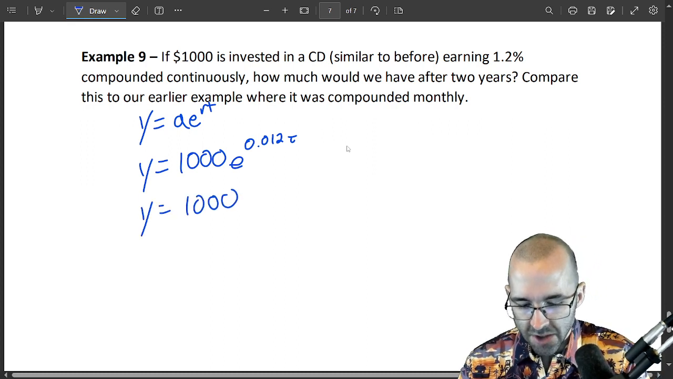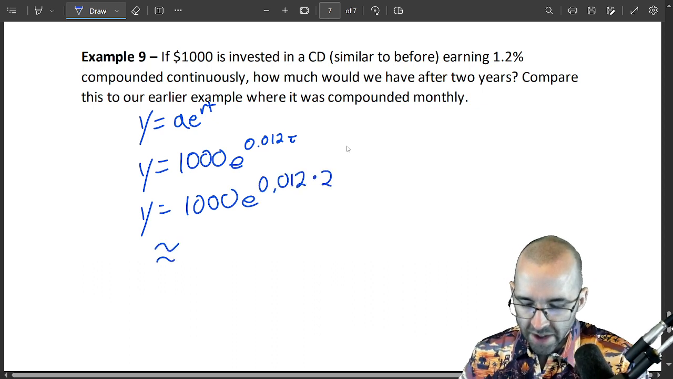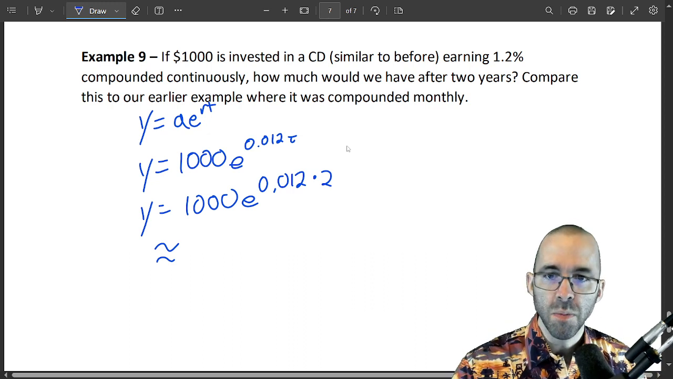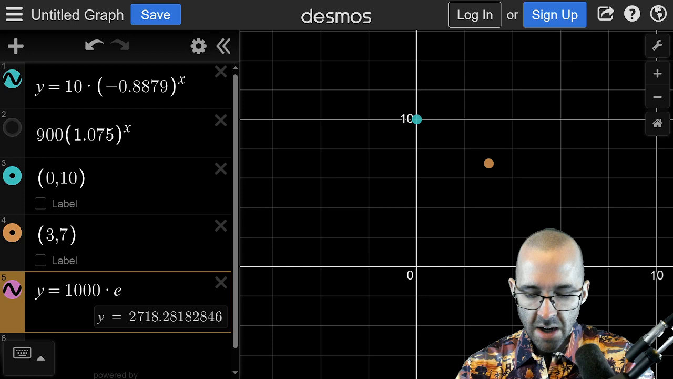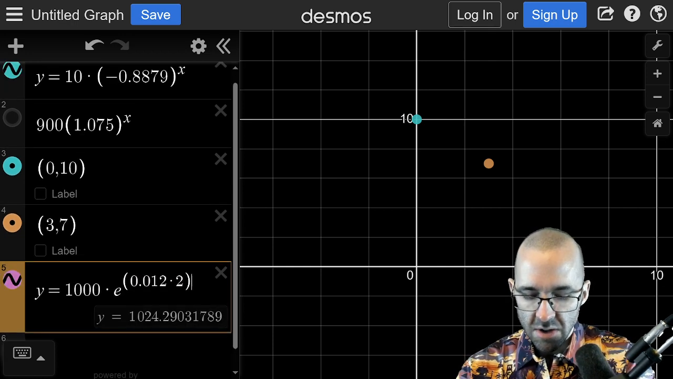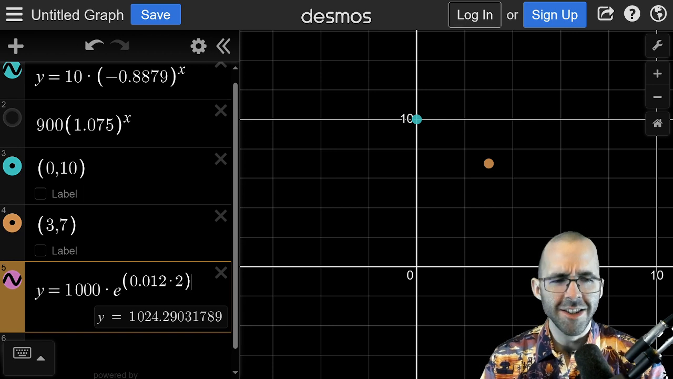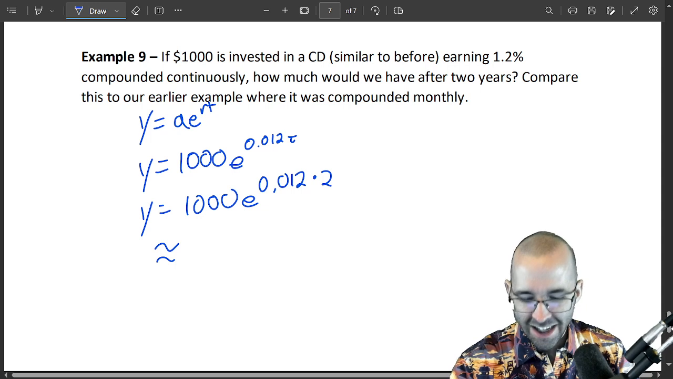Well, let's plug in 2 and see what we get. It's good practice to try typing this in your own calculator as well. 1,000 times e raised to the r times t, which is 2. That's still $1,024.29.